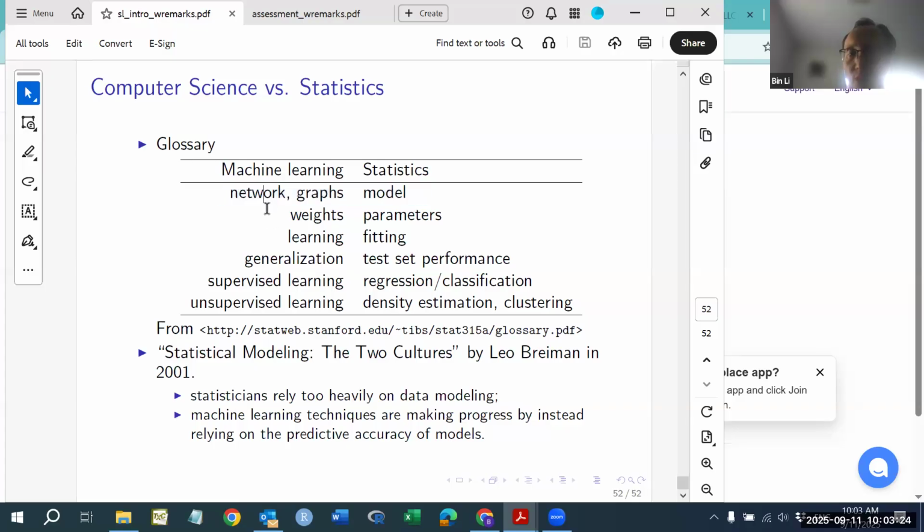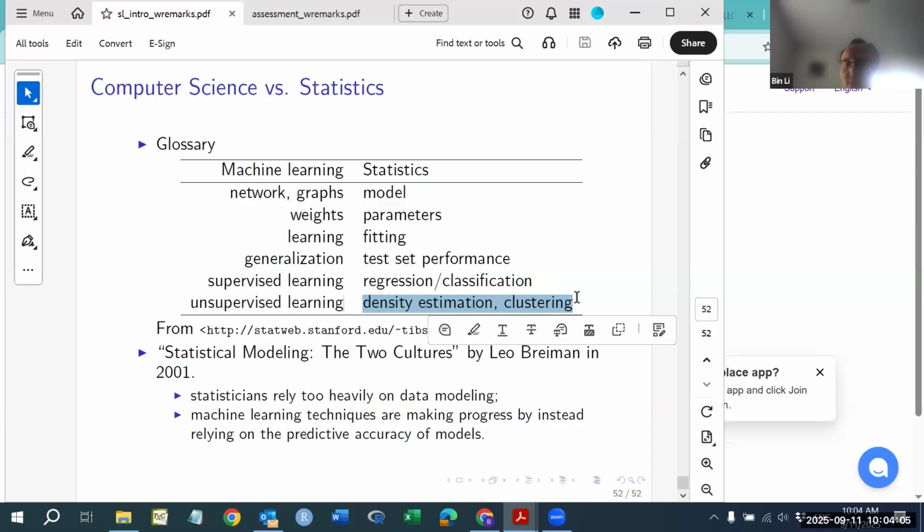In machine learning, we talk about the weights, and in statistics, we talk about the parameters. In machine learning, we talk about learnings, but in statistics, we talk about the fittings. They are essentially the same. In machine learning, we talk about the generalizations, but in statistics, we talk about test set performance. And for supervised learning in statistics, we use regressions or classification, depending on what task we are doing. For unsupervised learning in statistics, we talk about density estimation, clustering, and so on.